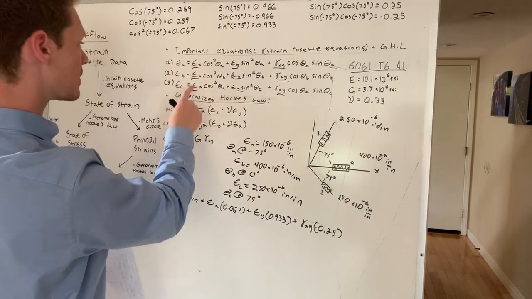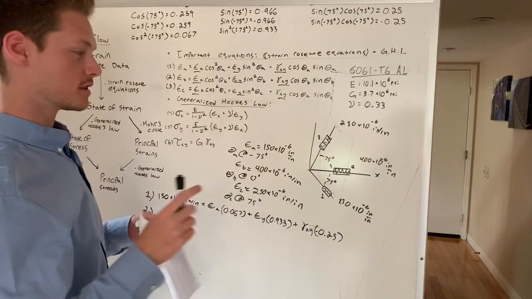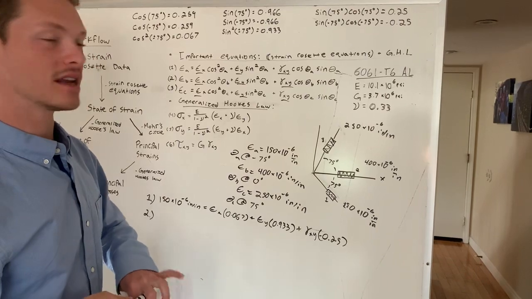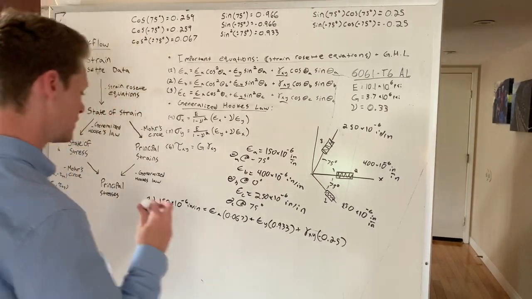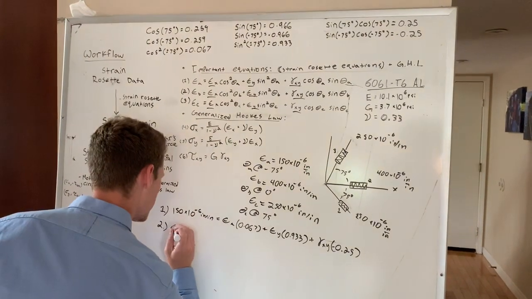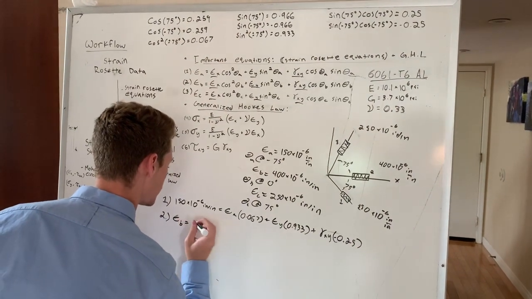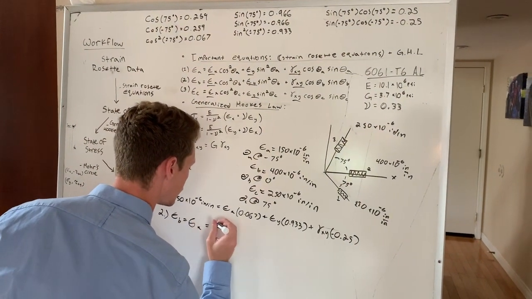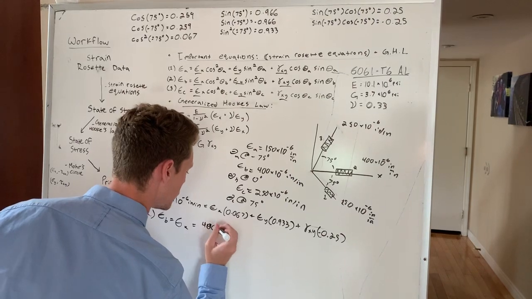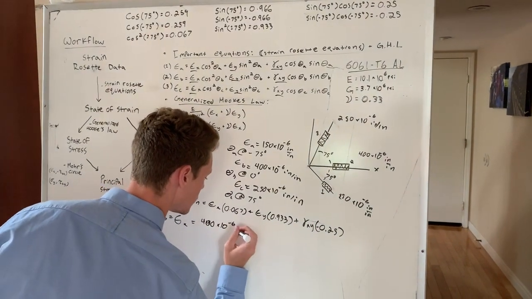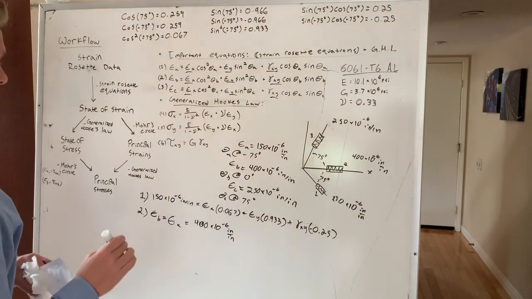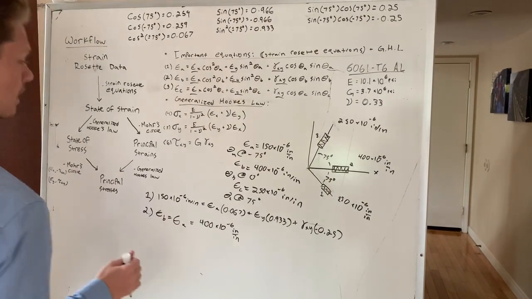So we're left with strain B is equal to strain X, which is equal to 400 times 10 to the negative 6 inches per inch. All right.